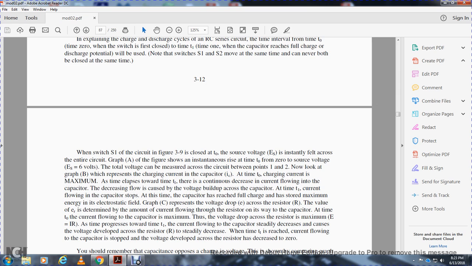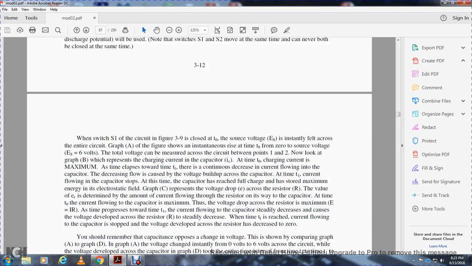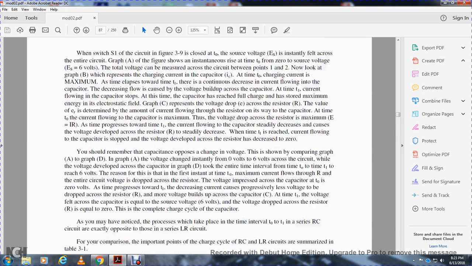As time progresses toward time interval 1, the current flowing to the capacitor steadily decreases, causing the voltage developed across the resistor to steadily decrease. At time 1, the current flow to the capacitor stops, and the voltage drop developed across the resistor has decreased to 0.